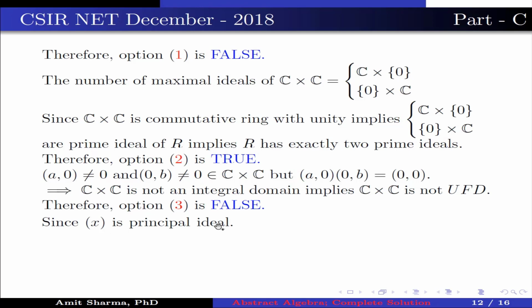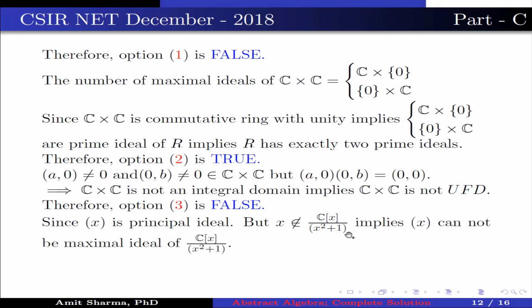Since (x) is a principal ideal because it is generated by a single element. But 1 does not belong to (x) in C[x]/(x² + 1), because all the elements of the ideal are multiples of x. This implies (x) cannot be a maximal ideal of C[x]/(x² + 1). Therefore, option 4 is false.